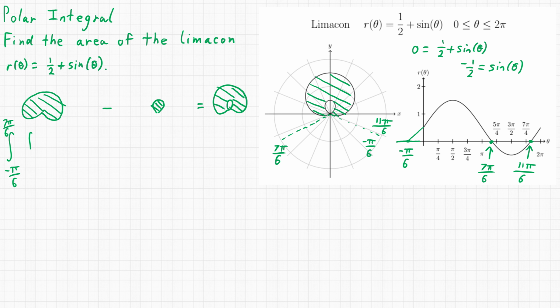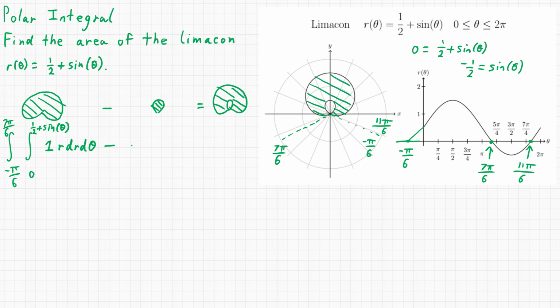Then we're going to have our r bounds, and so that one's going to be from 0 to 1/2 plus sine theta, and then we're integrating area, so it's 1. Then we have our r dr d theta. So that's going to be the entire limacon, including the loop-de-loop area.